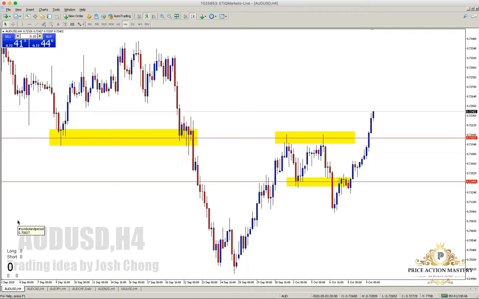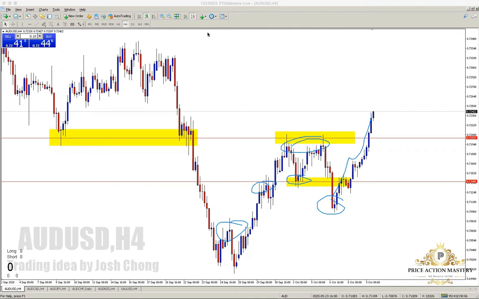AUD pair. In the AUD pair you can see the market very clear. The market is making high, higher, high, higher. Previously the market had a low and then created a new low, but later on the market broke up and created a new high.